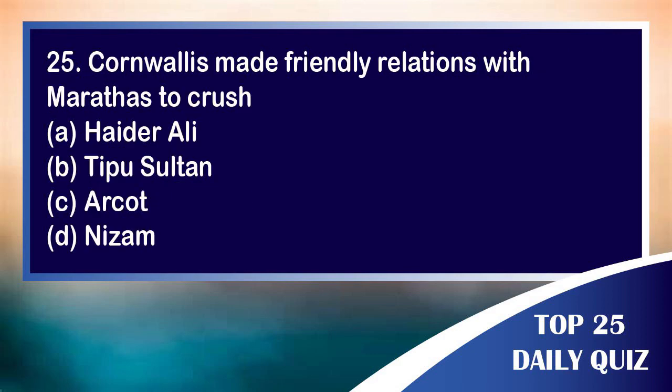Question 25. Cornwallis made friendly relationships with Marathas to crush Option A, Hyder Ali. Option B, Tipu Sultan. Option C, Arcot. Or Option D, Nizam. The correct answer is Option B, Tipu Sultan.